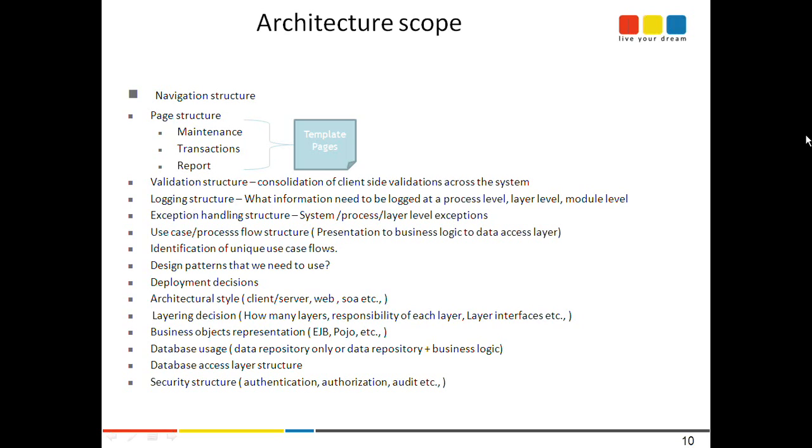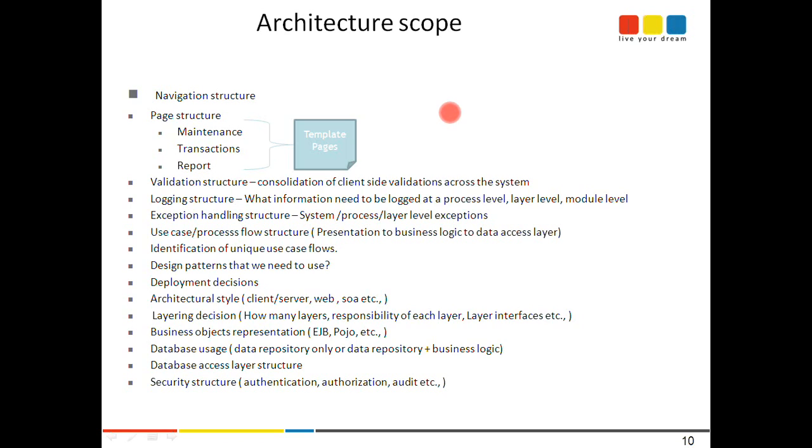So when somebody asks you to give the software architecture, what does it contain? Navigation architecture. In your application, what kind of navigation are you going to put together? Don't you need a structure for that? Yes. So at the time of software architecture, the first thing you need is your navigation structure. The second thing your architecture should contain is a page structure. What are the different types of pages you have? You have maintenance pages, transaction pages, report pages, so you need a template structure for each of these pages. That's where the page structure is absolutely important. This is again part of your software architecture scope.